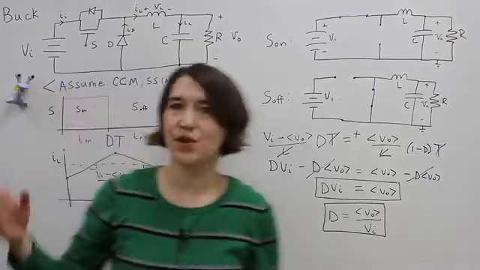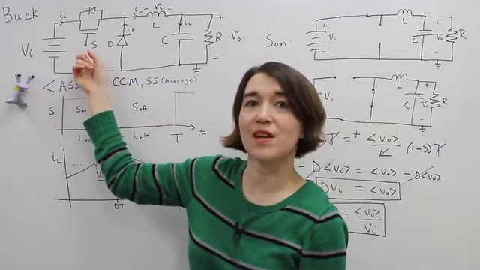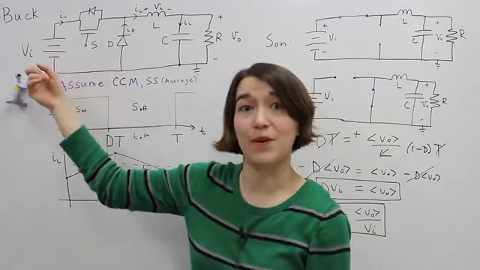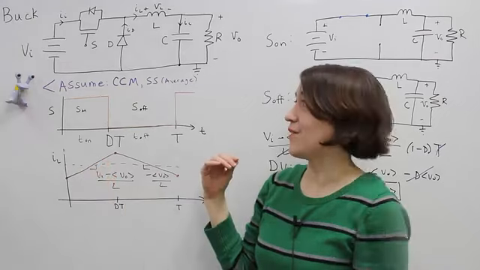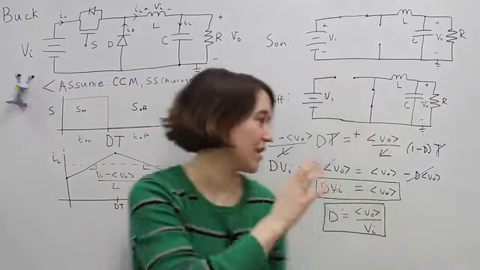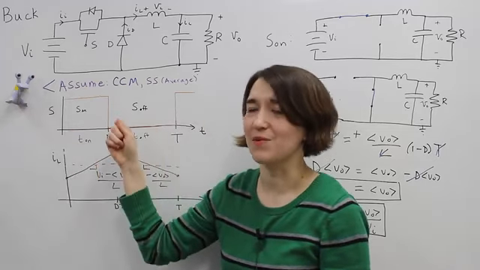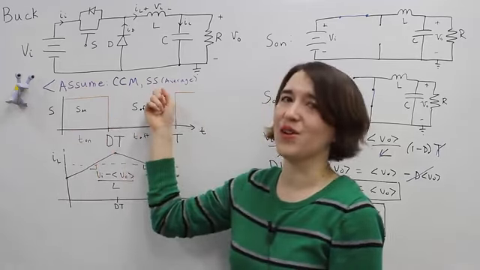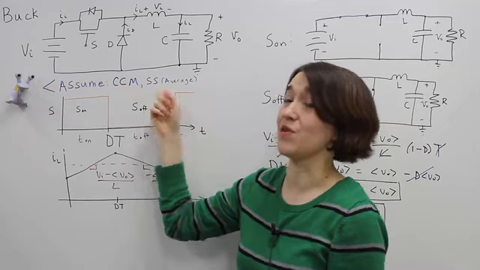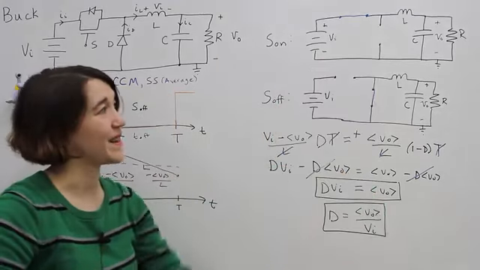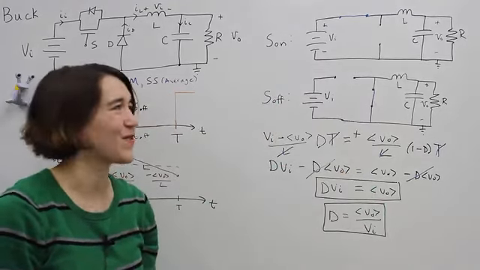We can just put a duty ratio here on this switch and we can control the relationship between the input and the output voltage. Remember that this equation is only true when we are in continuous conduction mode, CCM, and we're in steady state in terms of the average values. All right, that's the basics for a buck converter.